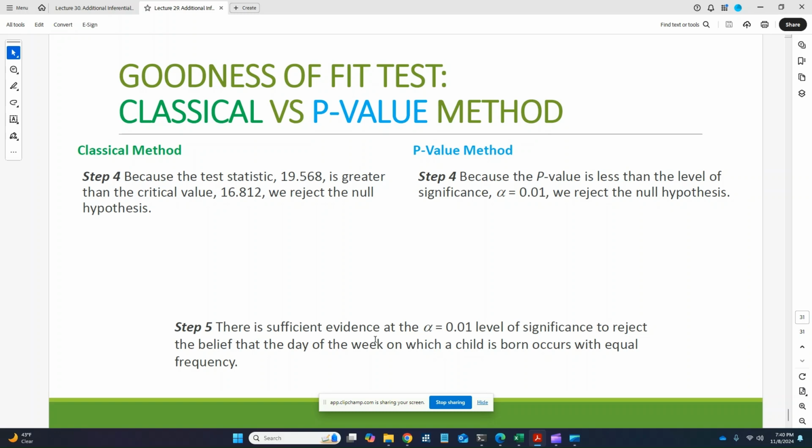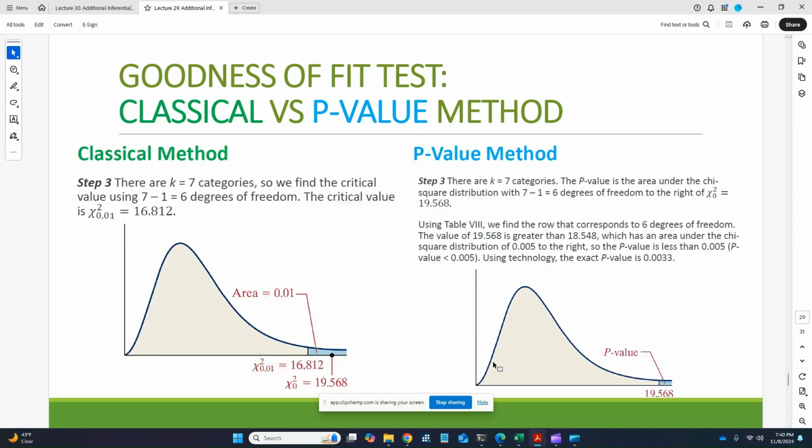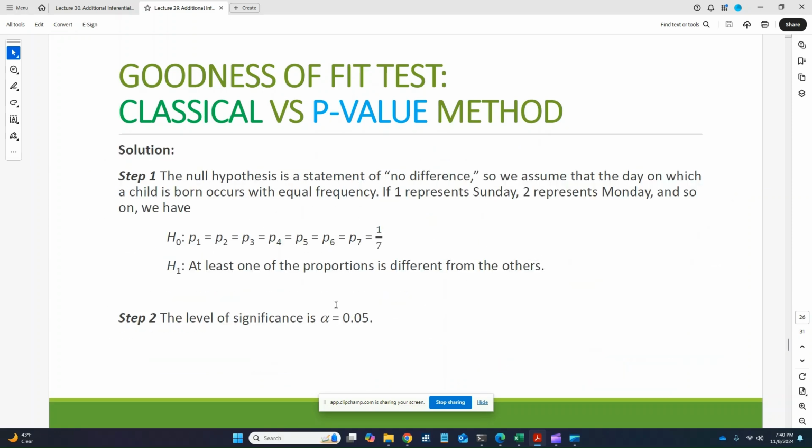So in conclusion, there is sufficient evidence that the claim that the day of the week on which a child is born occurs with equal frequency can be rejected. That means the null hypothesis that we set, that all the probabilities are equal, we reject, because our observational data say something different.